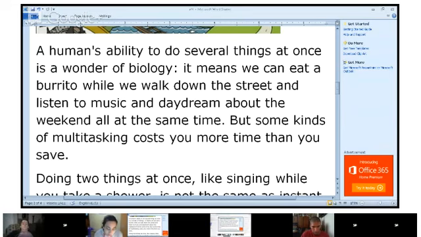So Eliana, could you read this for us, please? Yes. Work smart. A human's ability to do several things at once is a wonder of biology. It means we can eat a burrito while we walk down the street and listen to music and daydream about the weekend all at the same time. But some kinds of multitasking cost you more time than you save.